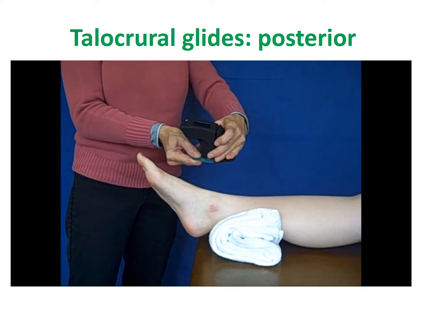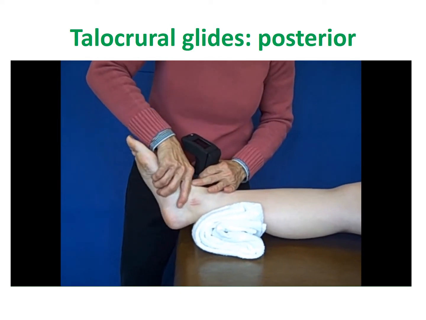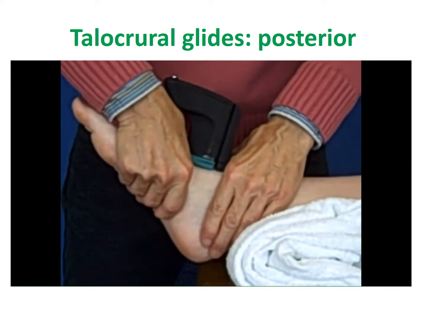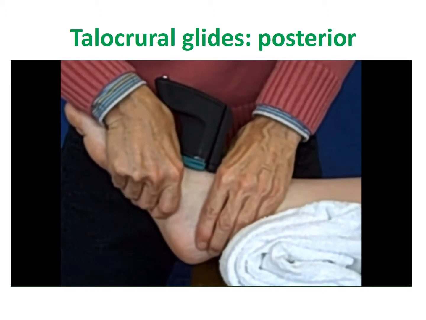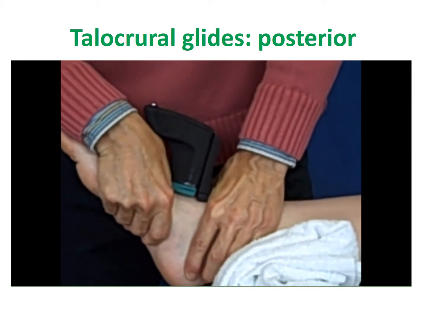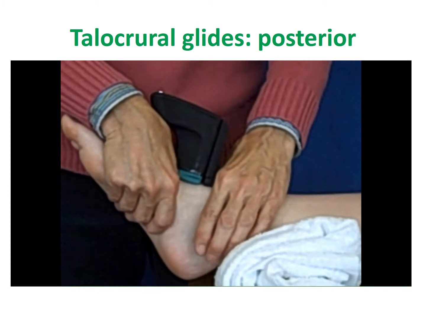Here you see a video of the technique performing a posterior glide. The green attachment is donned, the joint line is identified, and the talus is posteriorly glided. And there you can see the grade of mobilization being exquisitely controlled and then quantified by the device.